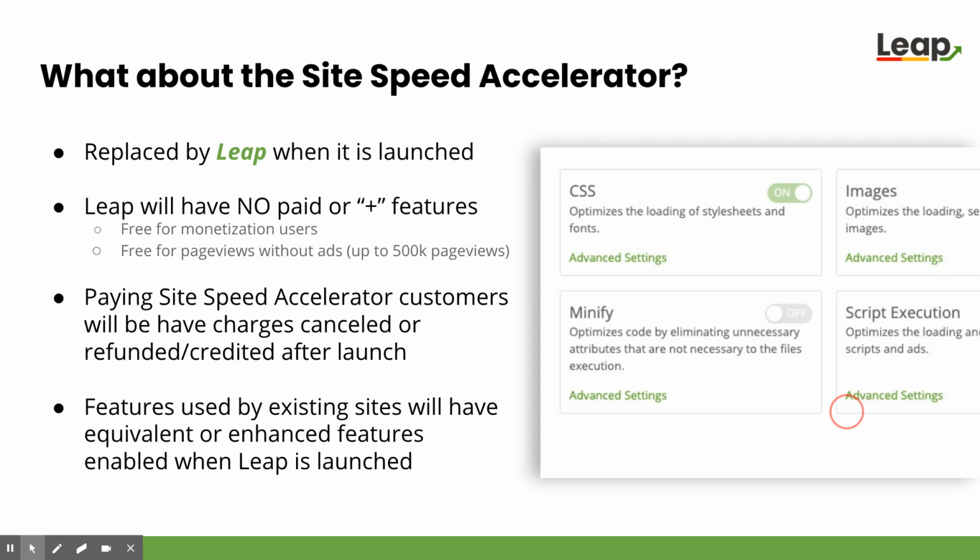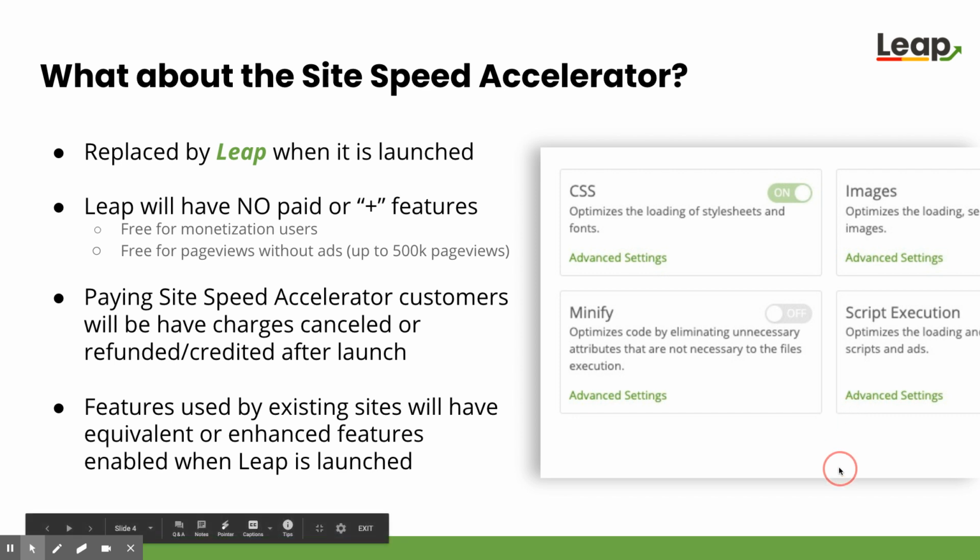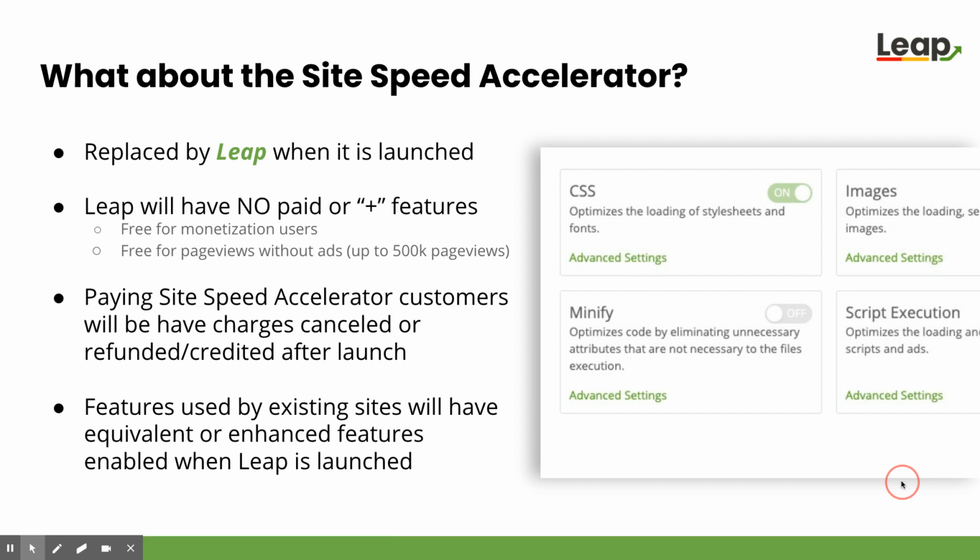So the next question, if you're an existing Ezoic customer, probably is, what about the Site Speed Accelerator? Well, the Site Speed Accelerator is going to be completely replaced by Leap when it's launched. So in the Speed tab of Ezoic, you'll start to see Leap when you click on that tab. And Leap will have no paid or plus features. It'll be free for all Ezoic monetization users and free for page views without ads up to 500K page views.